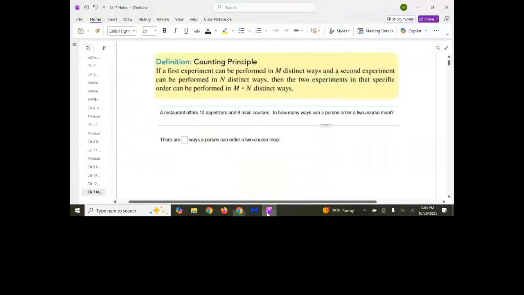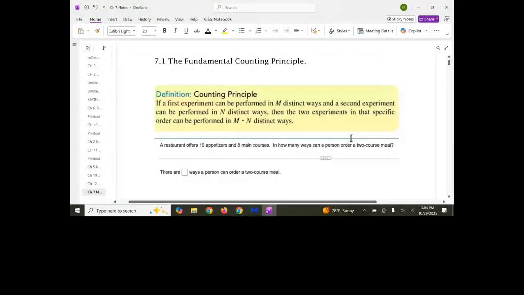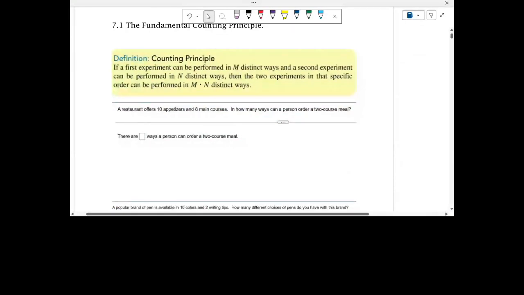And boom. Okay. So again, y'all, the counting principle just says if the first experiment can be performed in m distinct ways, and the second one can be performed in n distinct ways, then the two experiments in that order can be performed in m times n distinct ways. Okay, so look, y'all, this is what we're going to do.